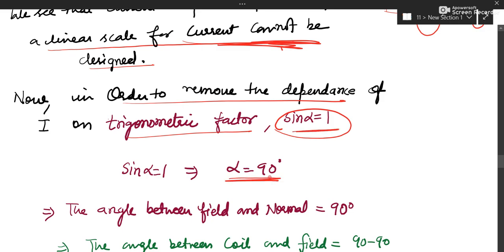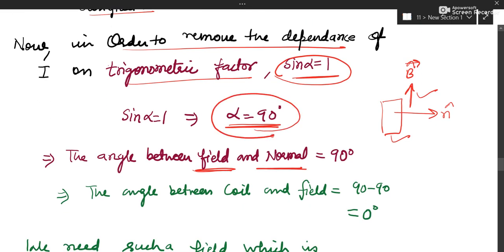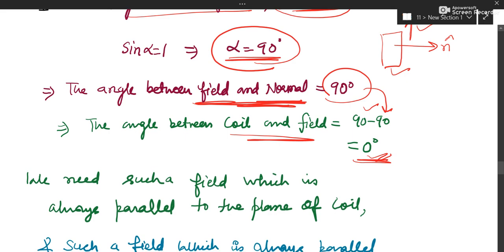So alpha should be 90. Alpha is the angle between field and normal, so field and normal should be 90. The field is like this, the normal is like this. So the normal should be this way, and if the normal is this way, your coil should be like this. So the plane of the coil should be parallel to the magnetic field. Anyways, alpha should be 90. If you subtract this angle from 90, you get the angle between coil and field. So coil and field should be at 0 degrees, that means coil and field should be parallel.